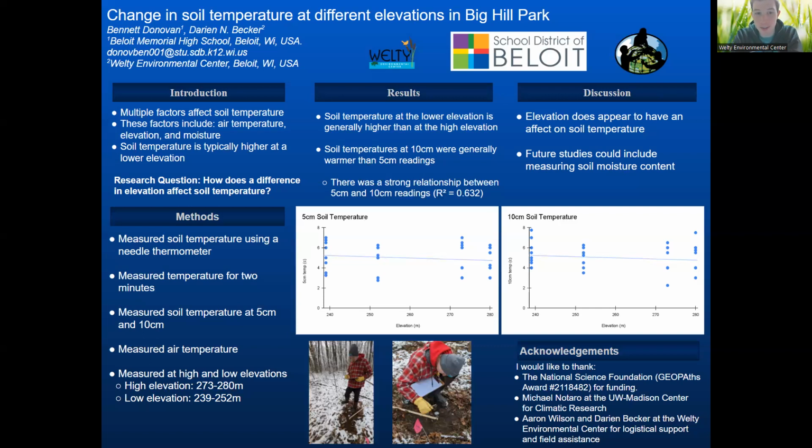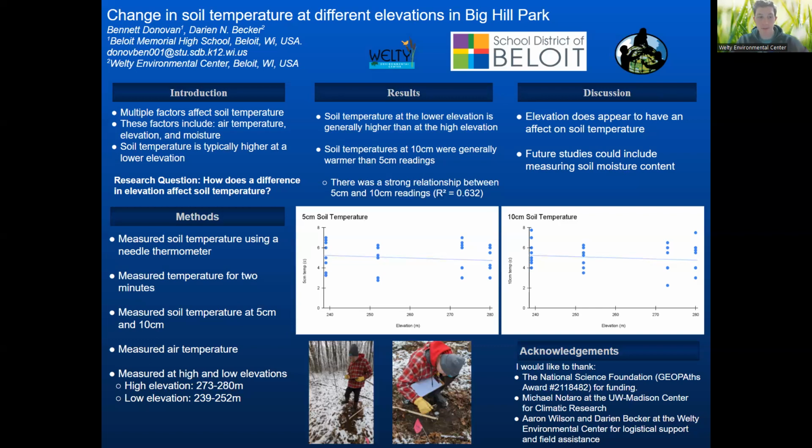So the data does show that elevation does have an effect on soil temperature. And with that, measuring air temperature, there was a higher air temperature at the lower elevation, so this could also have an effect on it, as I said before, with finding the linear relationship between the air temperature and soil temperature.